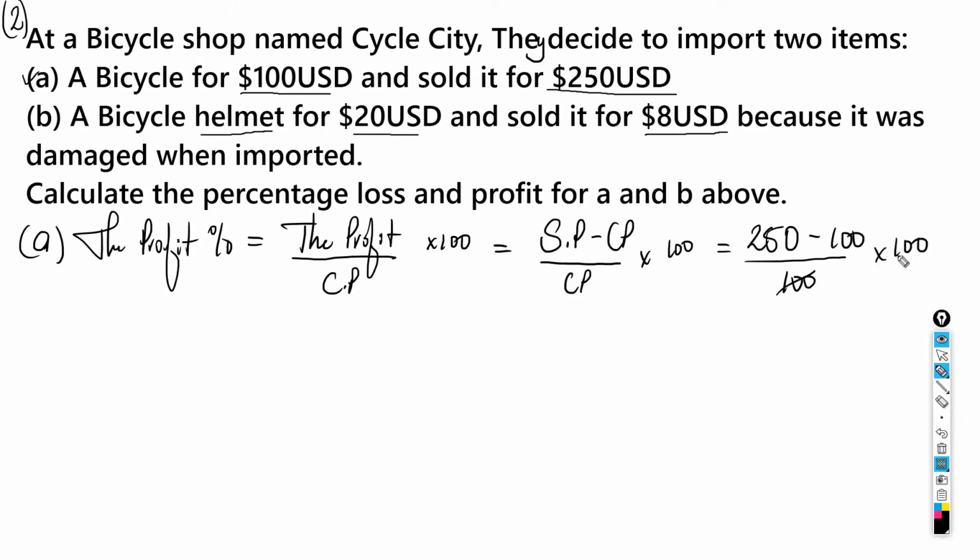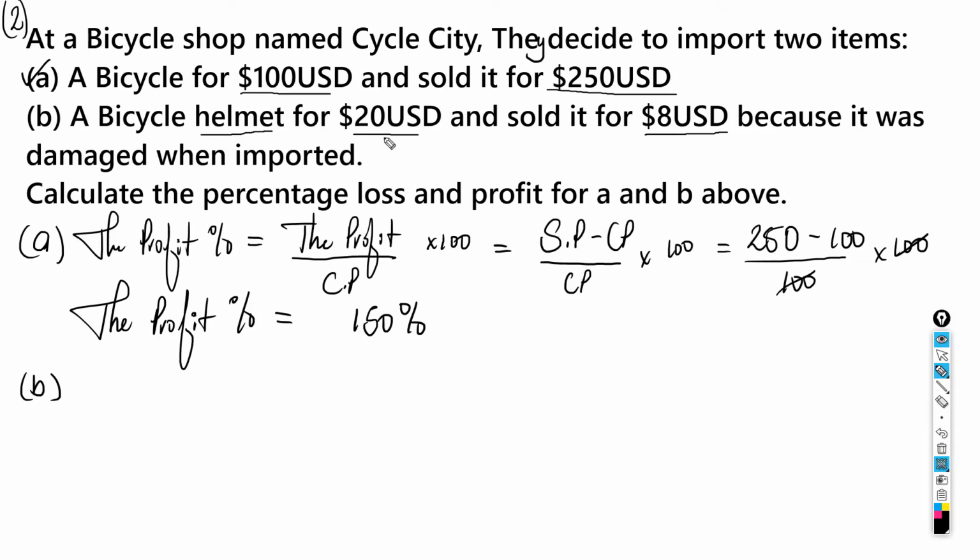So these 100s cancel each other out, and we're going to end up with the profit percentage being equal to 250 minus 100, which is 150%. All right, guys. So they made 150% profit on that bicycle. Cool. Great. Now the second one here, a bicycle helmet for 20 US. They imported a bicycle helmet for 20 US and sold it for 8 USD because it was damaged when they imported it. That's really sad, and it happens.